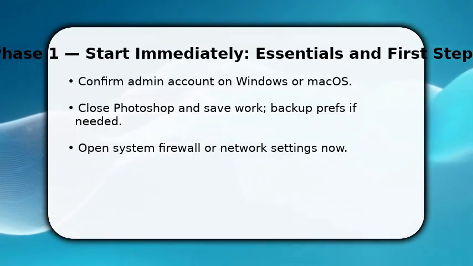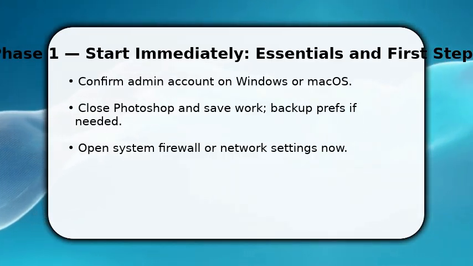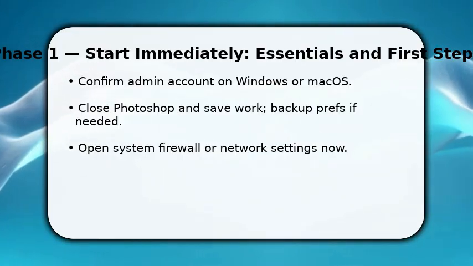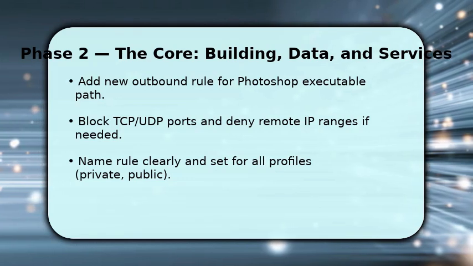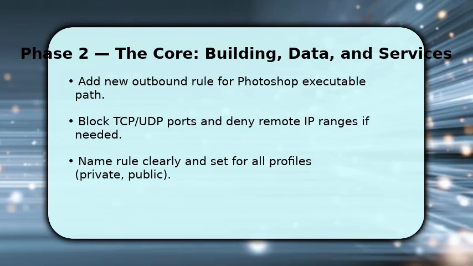Now open the system firewall or network control panel. This is where you will block outgoing traffic. You will be changing rules that affect all applications, so move deliberately and keep this window handy for the next steps. Next, create a specific outbound rule targeting Photoshop's executable.